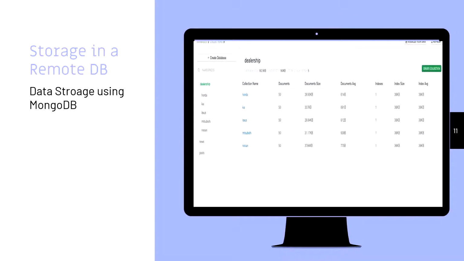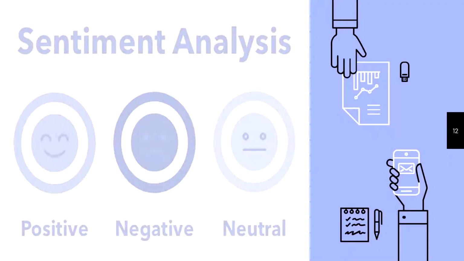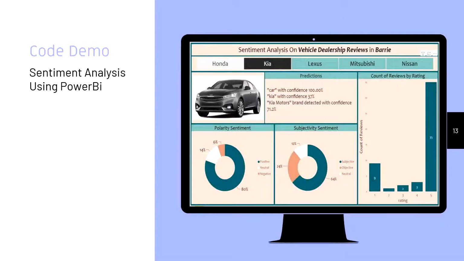All right, so we've stored this data in MongoDB. You can see the collection names there. We have Honda, Kia, Lexus, Mitsubishi, and Nissan. For the sentiment analysis, we have positive, negative, and neutral reviews for each.